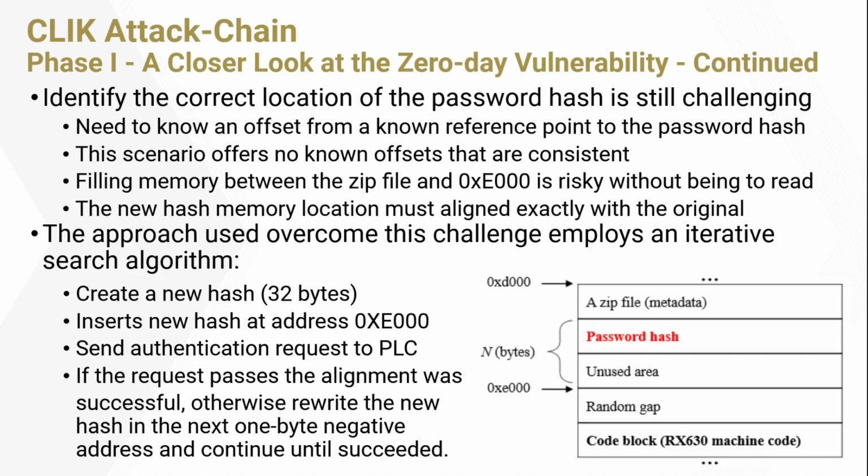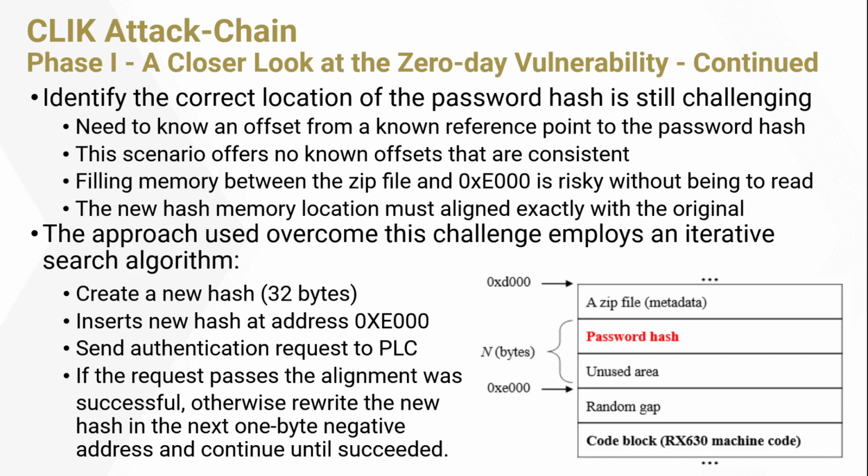Additionally, there's another method which would include filling memory between the zip file and this random gap at E000. But you are going to overwrite the password, which you intend to do, though you could also overwrite information inside the zip file or this metadata, potentially corrupting the PLC, definitely corrupting the zip file.